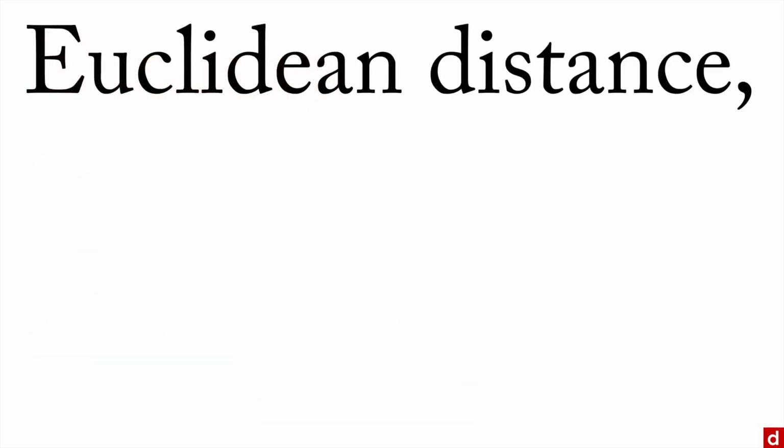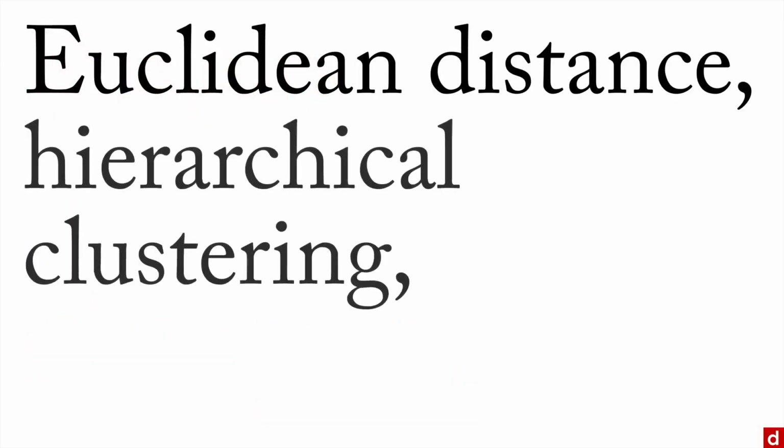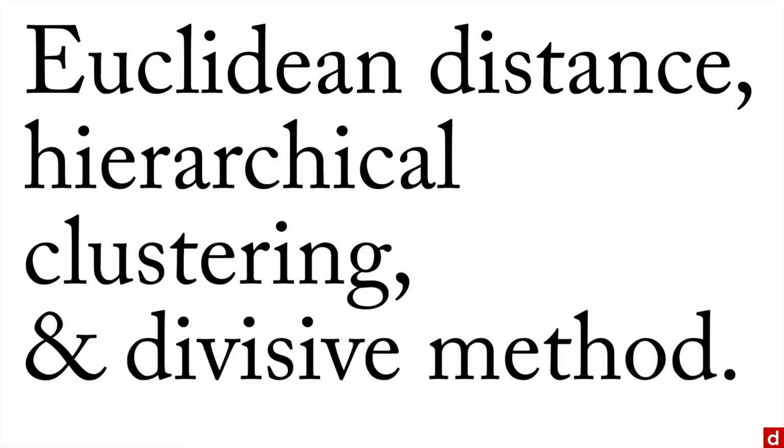But we're going to try to make our life simple here. And so we're going to do the single most common kind of clustering. We're going to use a measure of Euclidean distance. We're going to use hierarchical clustering so we don't have to set the number of groups in advance. And we're going to use a divisive method. We start with them all together and gradually split them.